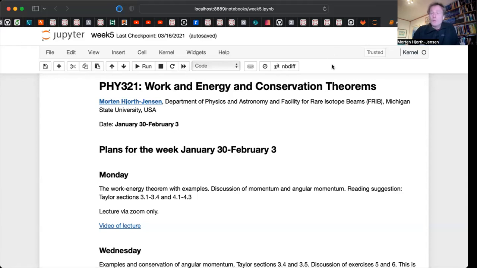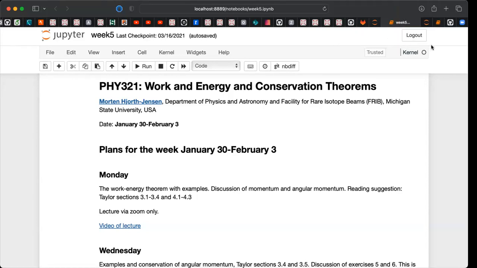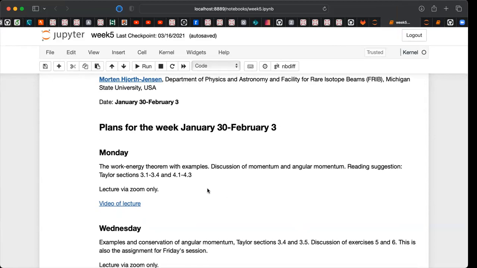And welcome back, everybody, and welcome to this session on Physics 321. The topic this week is to start discussing the different types of conservation theorems and the work and energy theorem, which we met on Monday. On Monday, what we did was actually to present this work energy theorem with examples.